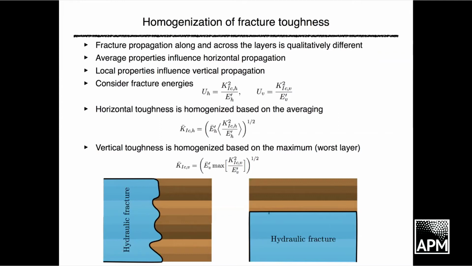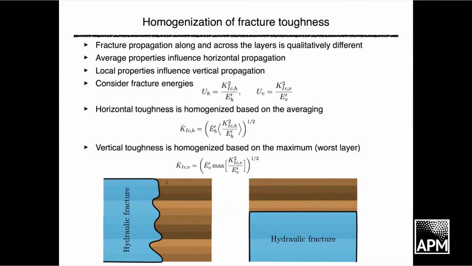And so the question is, how do you upscale this thin layer? How do you preserve it? Okay, and so here we introduce the concept of fracture energy. So it's fracture toughness over the apparent modulus. Okay, so this is like your surface area. So this is energy per unit area of the fracture, right? And we treat it differently in these two directions.